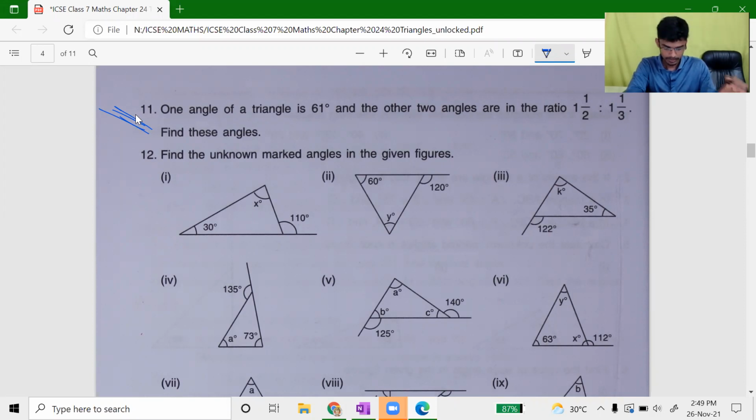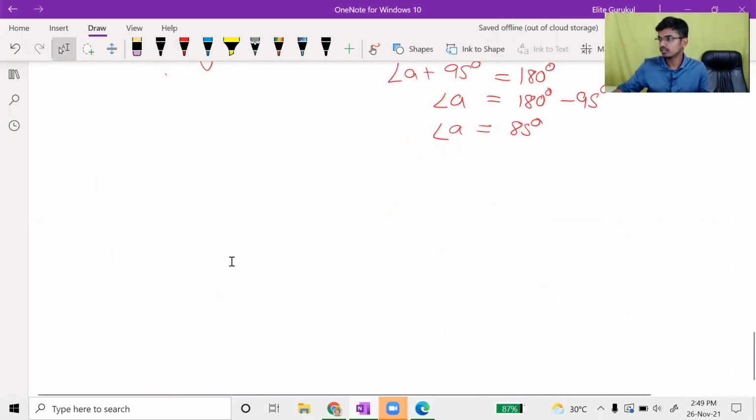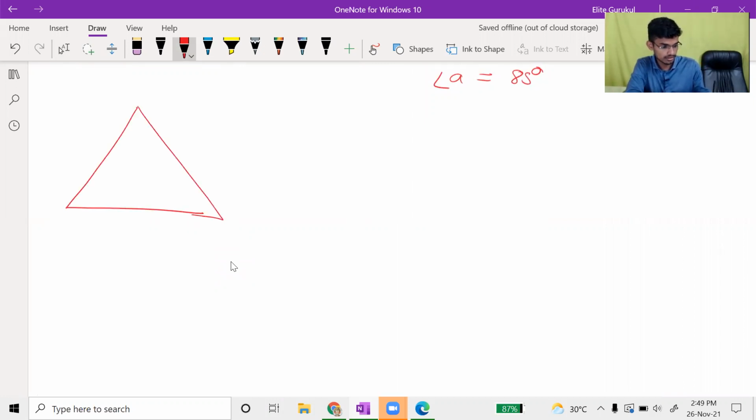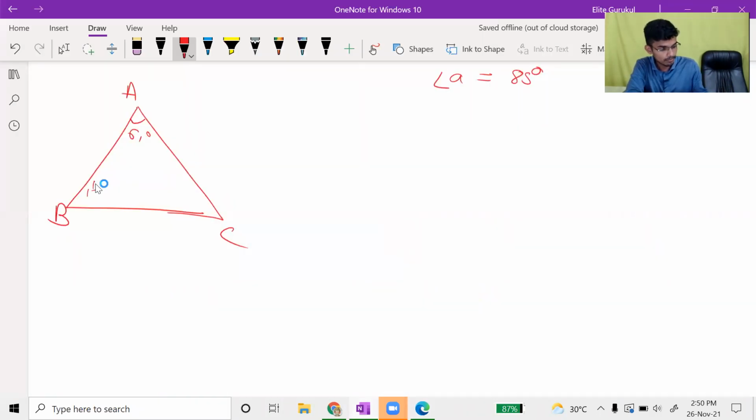Find these angles. So in the given question, there is a triangle. Name it A, B, and C. Let us take angle A as 61 degrees, as given in the textbook. The remaining parts are 1½ and 1⅓. Any doubt till here?